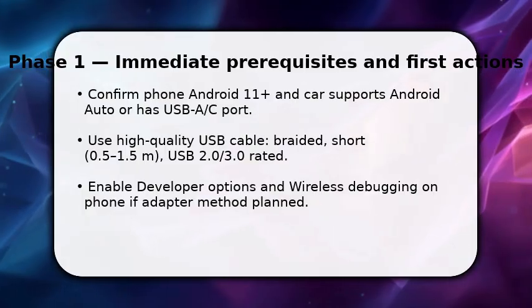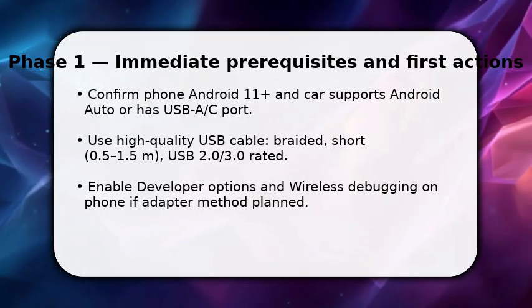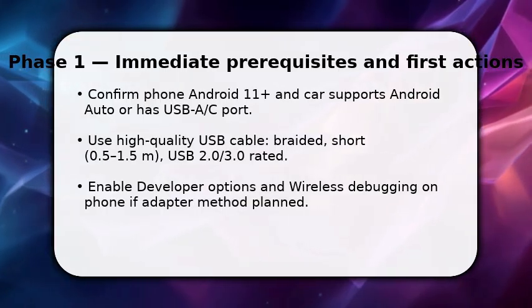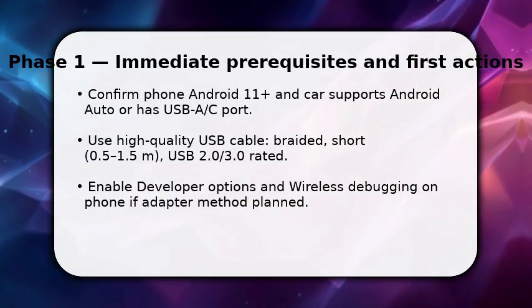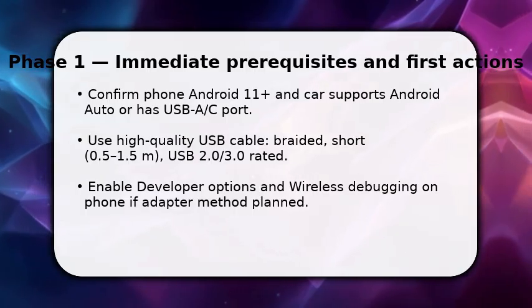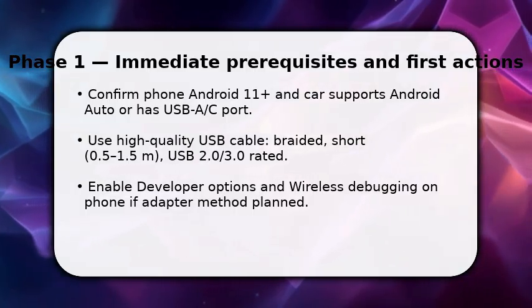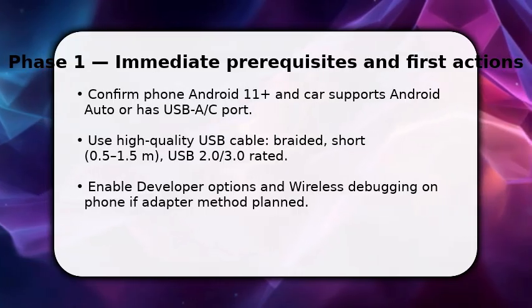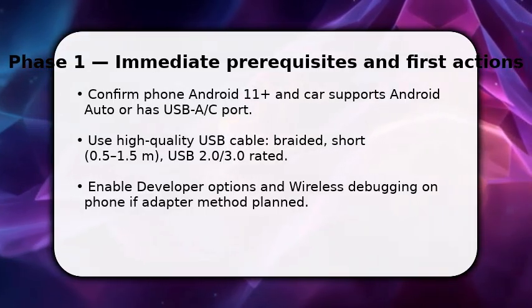You start by checking the essentials: phone with Android 11 or later, and a car that already accepts Android Auto over USB. Plug a short, high-quality cable and pair once to establish trust. This creates the base connection the wireless layer needs.